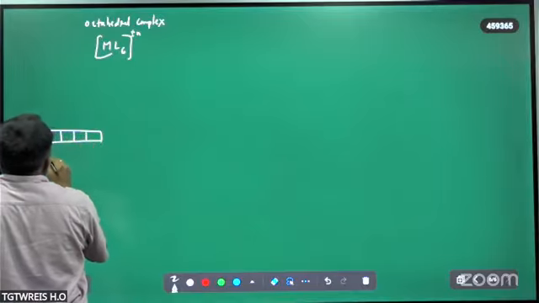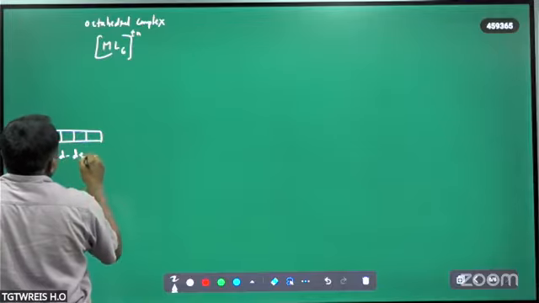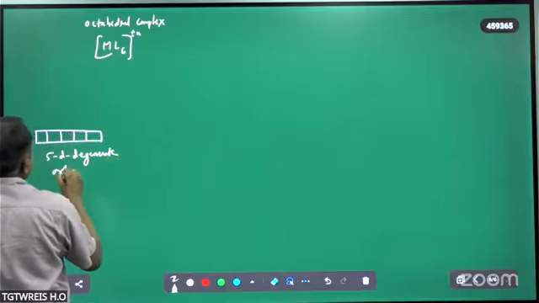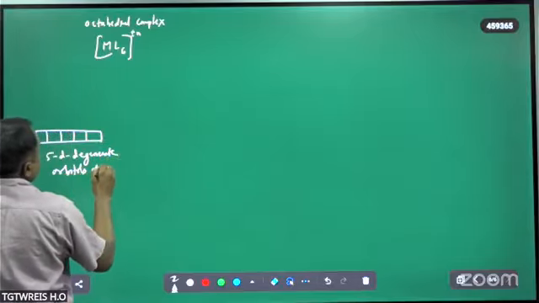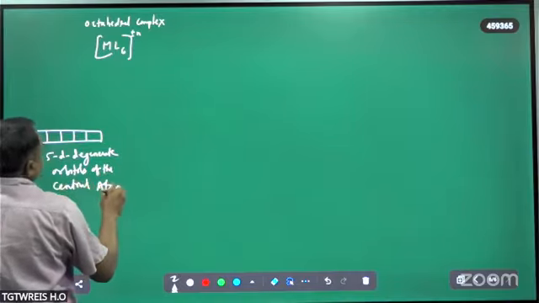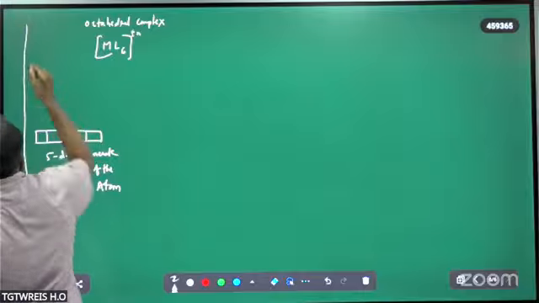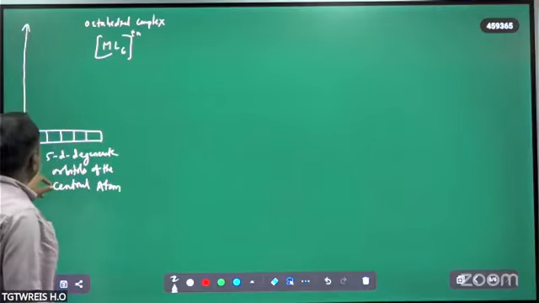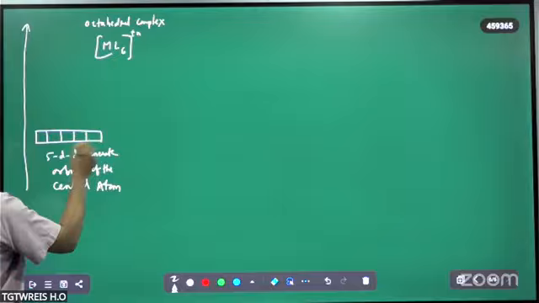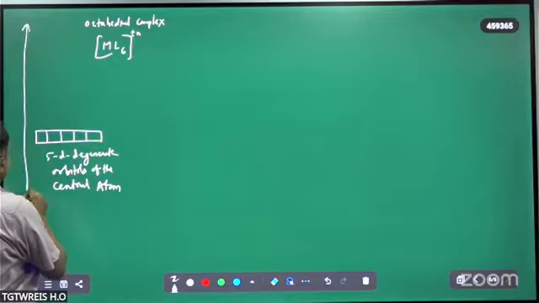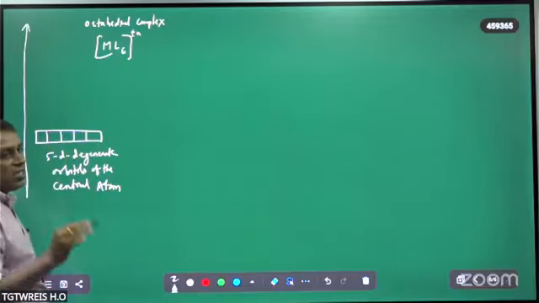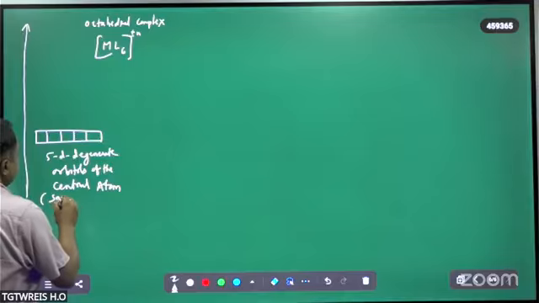These are the 5d degenerate orbitals of the central atom, in energy increasing order. Without any ligand present along with the central atom, these are the degenerate orbitals. Degenerate means equal energy: these 5d orbitals have the same energy.